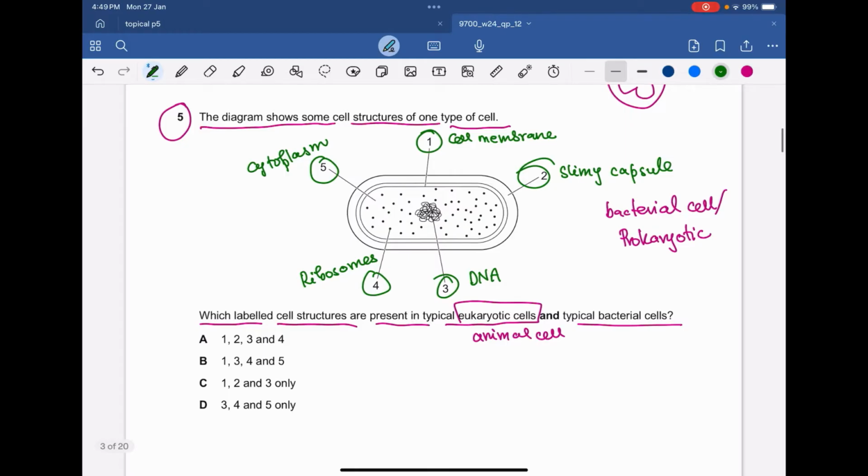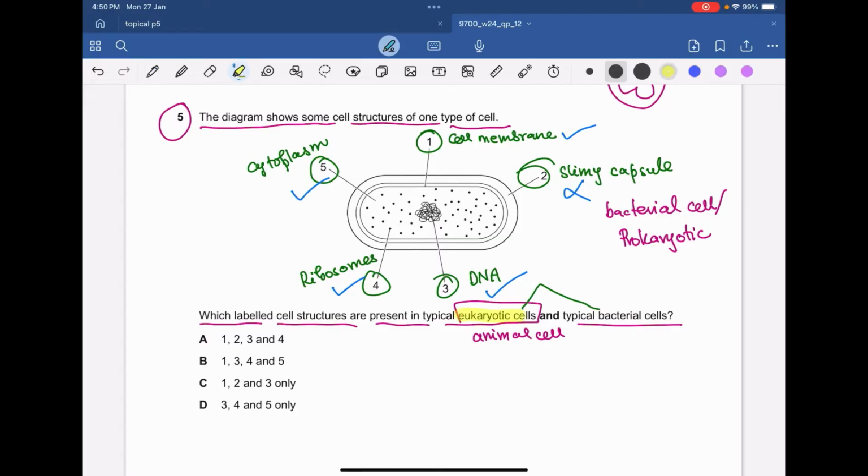Now they are asking which structures are common to both the bacterial cell and the eukaryotic cells. So let's identify. Cell membrane is a common cell structure. Slimy capsule is not found in the eukaryotic cells. DNA is found in the eukaryotic cells. Ribosomes are found in the eukaryotic cell, and cytoplasm is also found in the eukaryotic cell. So only structure 2 is not found in the eukaryotic cells.